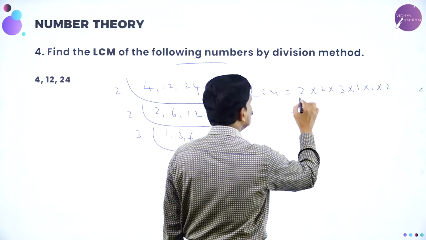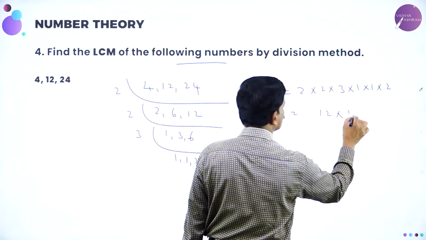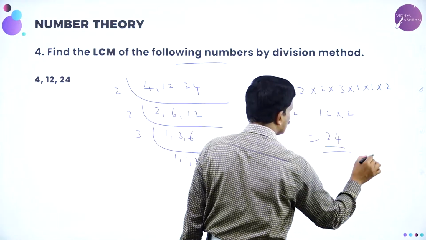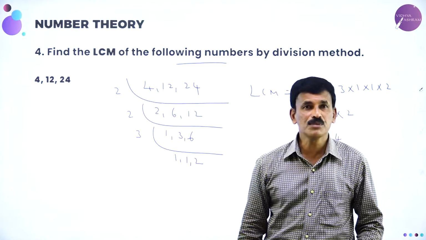So that is equal to 2 2s are 4, 4 3s are 12, into 2 1s are 2, 12 2s are 24. The required LCM is equal to 24. That's it. Hope you followed. Now let us come to the next problem.